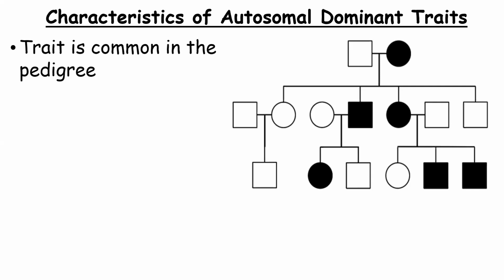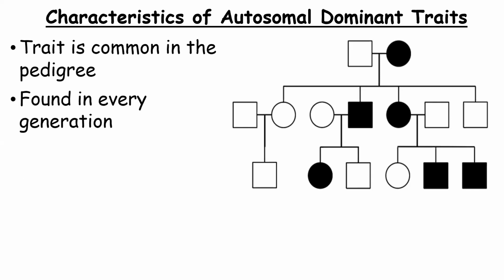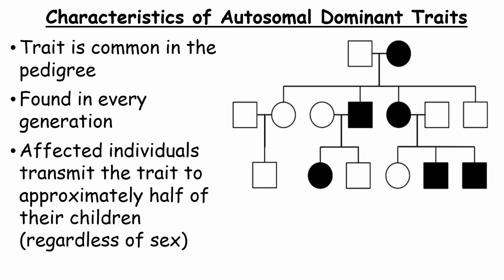So if you see the trait is more common, it's in every generation of the pedigree, and the affected individuals all have a parent who's affected, it's in every generation, then this is more likely going to be a dominantly inherited pattern. So I would start with applying dominant inheritance principles. So that means everyone who's colored in is going to have at least one dominant allele. And that means everybody who's not colored in must have the recessive form of the trait.